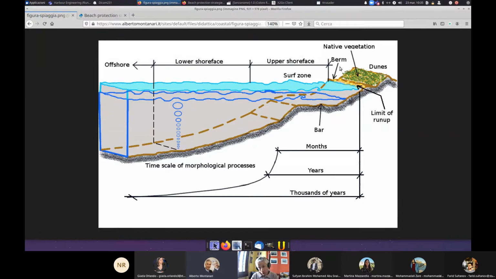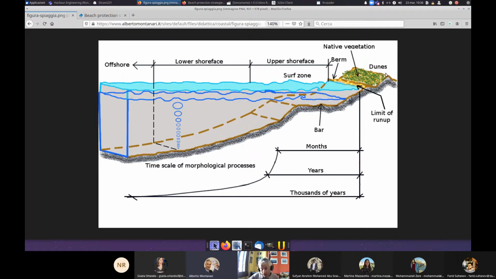At the end of the swash zone, at a slightly higher elevation, you have the berm. The berm is a part of the beach that has a higher elevation with respect to the neighboring zone of the beach. In fact, very often between the berm and the land, you have a zone with lower elevation, which is called the runnel.